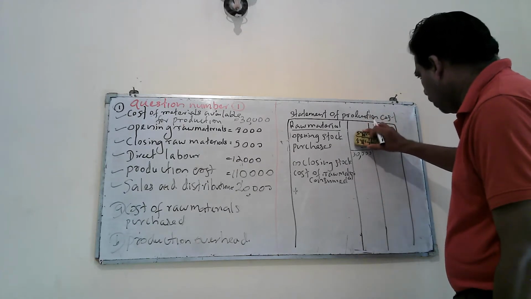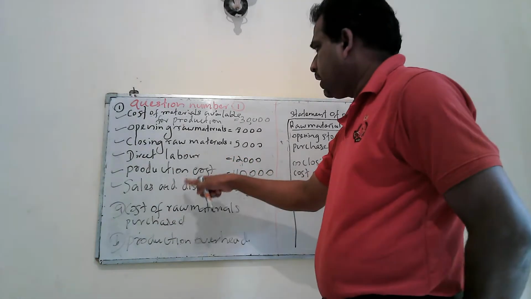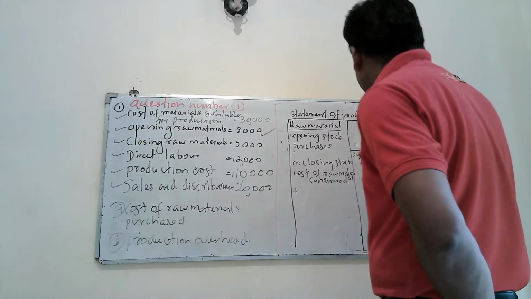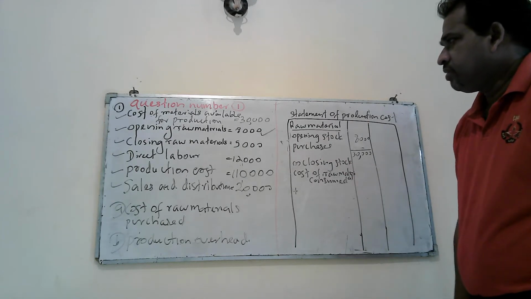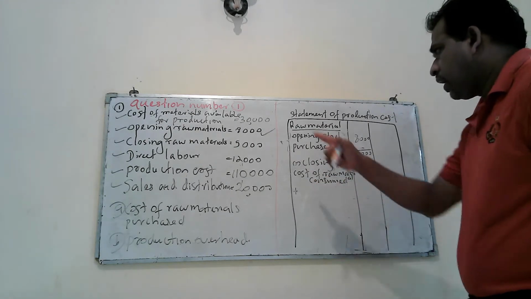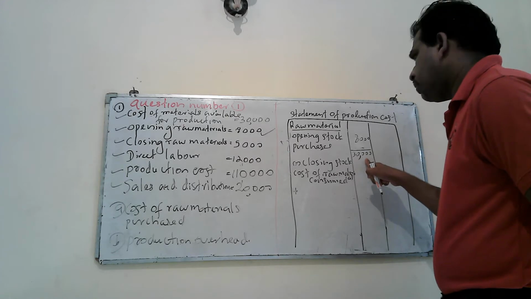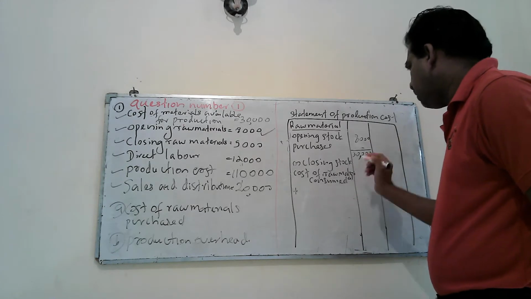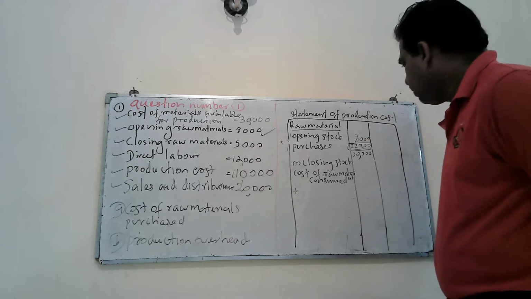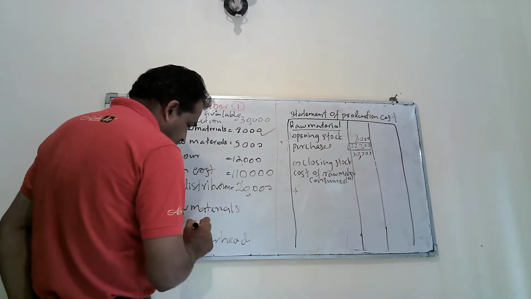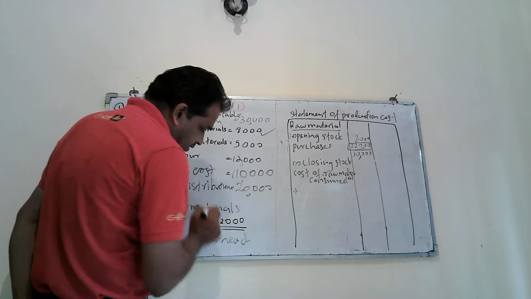Now we don't know our purchases, so we have to calculate purchases. But you are given opening raw materials 8,000, so we can mention it here. Now we can easily find cost of raw materials purchased. We are given the cost of raw materials available for production, 30,000. From 30,000 you deduct 8,000, that is opening stock. Then we take 22,000 as purchases. We found the first answer, the answer for part 1, that is rupees 22,000.